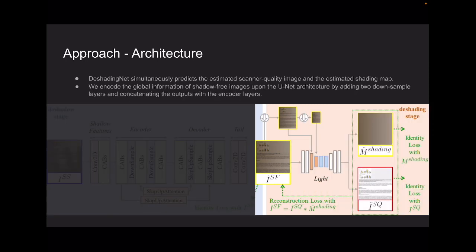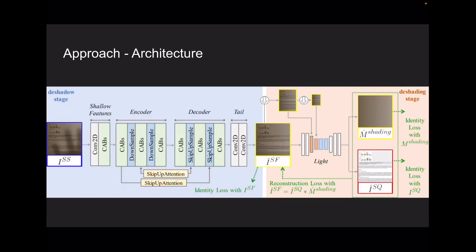The shading net predicts the estimated scanner quality image and the estimated shading map. We encode the global information of shadow-free images upon the UNet architecture by adding 2 downsample layers and concatenating the outputs with the encoder layers. The encoded global information helps preserve content and improve visual quality.